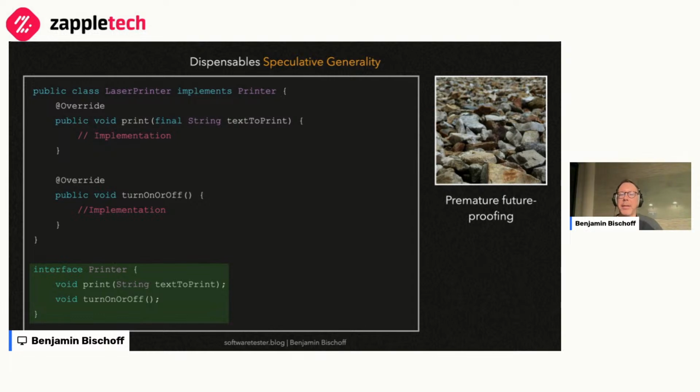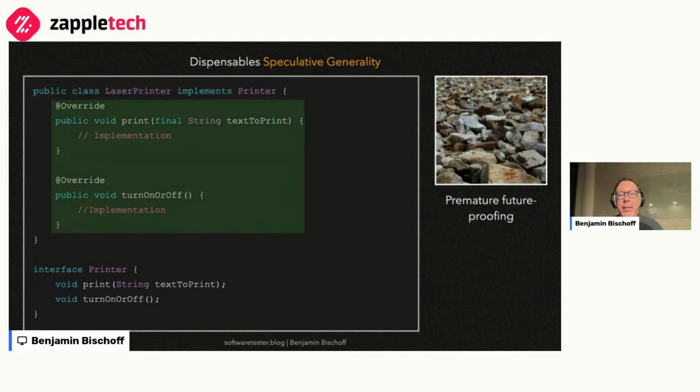And again, we have an interface here, this time for a printer. And it has two methods to print some text and one method to turn on or off. And here I have my laser printer class that implements this printer interface and then overrides these two methods. It seems all fine at first, but I only have one printer. So why do I need this printer interface at that point already?